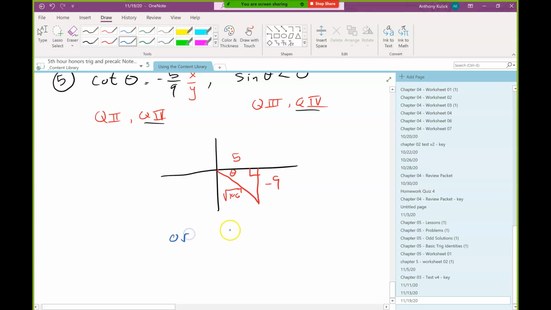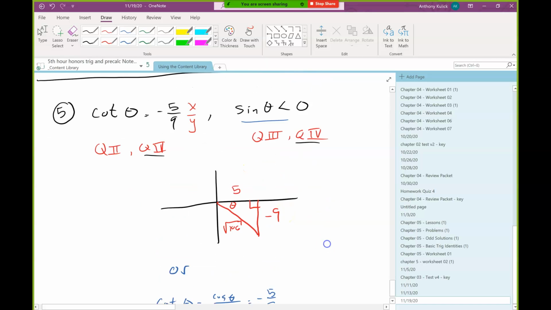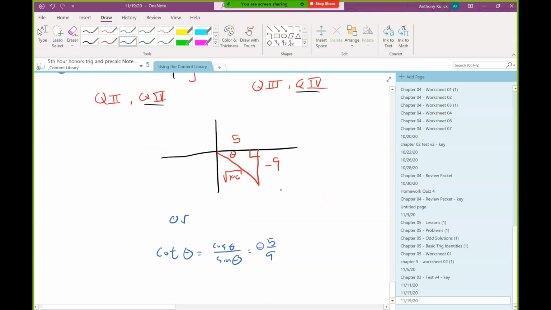Alternatively, we could have done this using identities. So for example, I know that cotangent is equal to sine over cosine. Right? Oh, I'm sorry, cosine over sine. So I know cosine over sine is equal to -5/9. And because I know sine is negative, we're told in the problem that the negative sign should go on the 9.